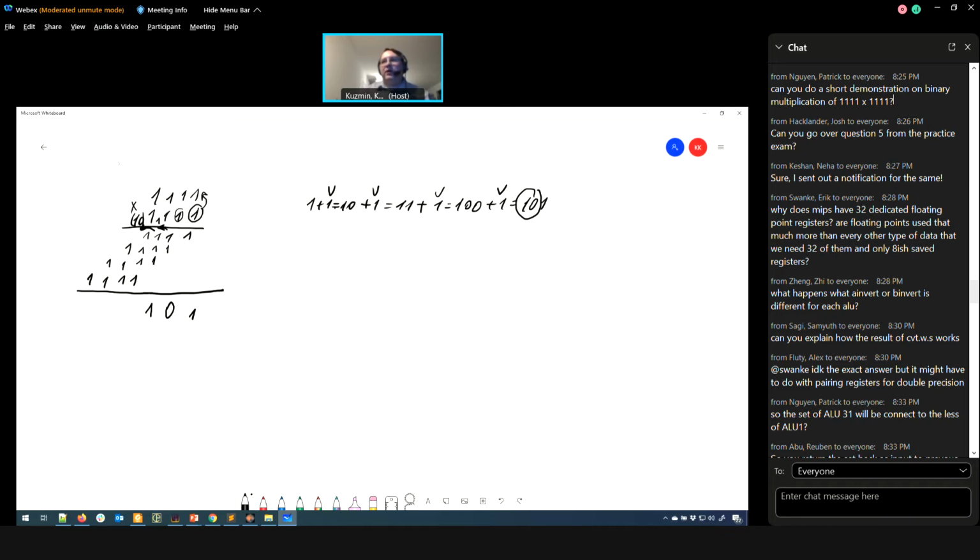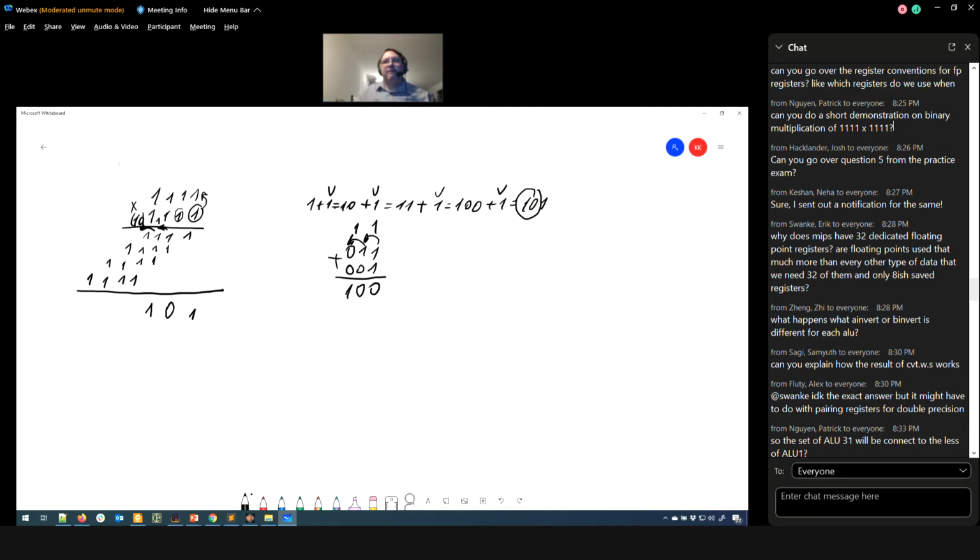How does 1 plus 1 equals 1, 1, 0, 0 work? All right, so 0, 1, 1 plus 0, 0, 1. Okay, 1 and 1 is 1. 1 is carried over. 1 and 1 is 1, 0, 0. 1 is carried over, and it's 1. So it's 1, 0, 0. And since we have so many ones, that is why we are having this.